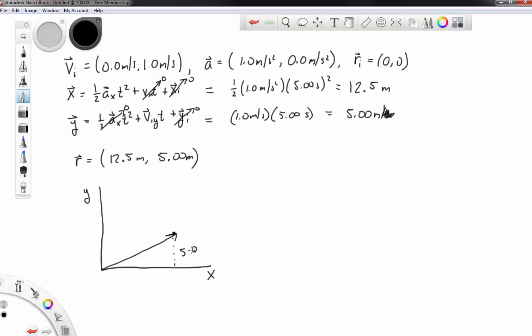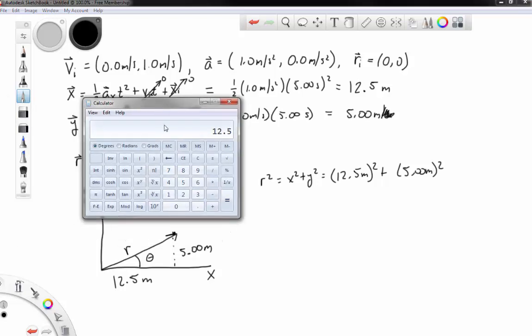So this length is 5.00 meters. This length is 12.5 meters. Alright, so this length we could say is r. This angle right here actually is theta. So r squared is x squared plus y squared. So that's 12.5 meters squared plus 5.00 meters squared.